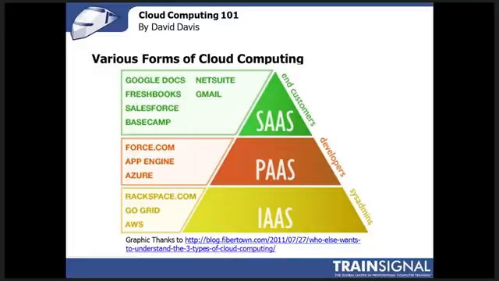There are 3 different main forms of cloud computing. And I'm going to spend most of my time in this webinar talking about IaaS, or infrastructure as a service, because typically most of the Train Signal audience is Windows system administrators of some kind, or not just Windows, but all forms of system and network administrators who are going to be more interested in infrastructure cloud computing.